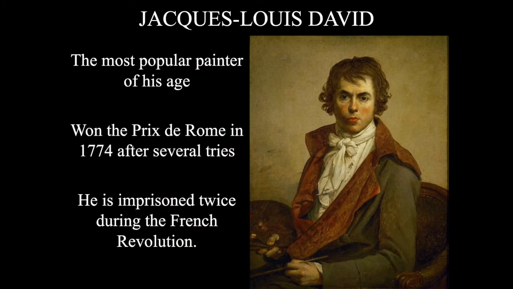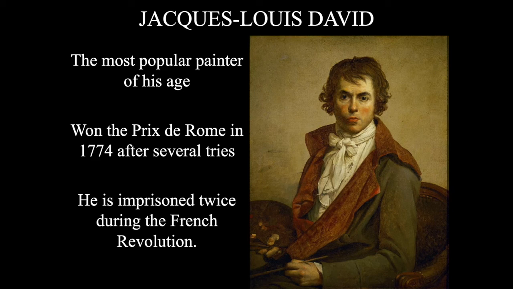Now this is David here, and he is the most popular painter of his age. Today we think of movie stars as being incredibly famous. This was the Brad Pitt of his age, and David could not even walk the streets of Paris without being mobbed by individuals. He was one of the winners of the Prix de Rome in 1774. He had tried several times to win the award, and he finally did.